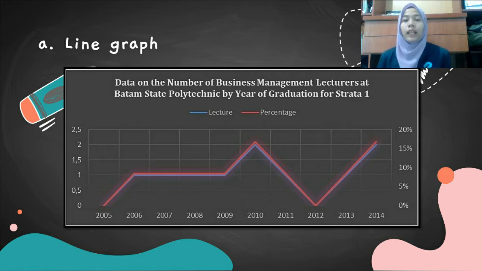In 2010 and in 2014, there were 2 lecturers who graduated in the same year, but at different universities. In addition, there is only 1 person who passed the Strata 1 in each year in 10 years. Then, the orange line depicts the percentage of the number of lecturers who graduated in each year. It can be clearly seen that 2010 and 2014 were the years with the highest percentage compared to other years.